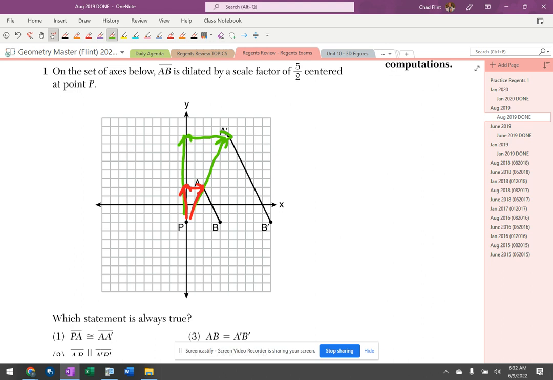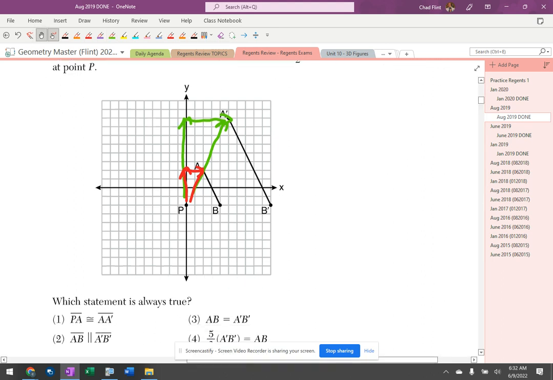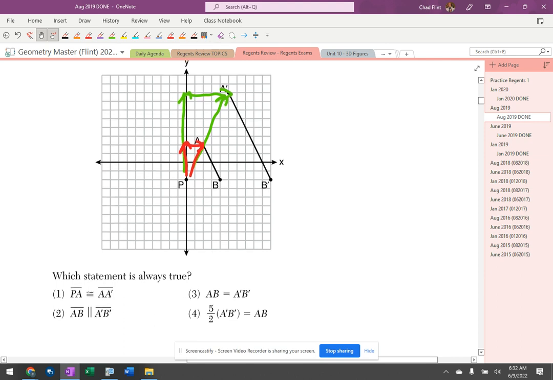All right, so it's got these confusing things down here. So we just got to kind of look at what's going on. So it says PA is equal to AA prime. So that is saying that this distance is the same as this distance, and that's just not true. The only way that would be true is if it was doubled, multiplied by a scale factor of 2, so that's out. AB is parallel to A prime B prime, all right?